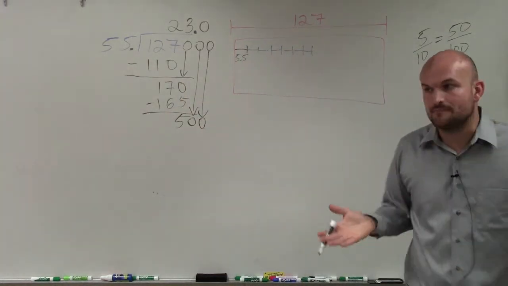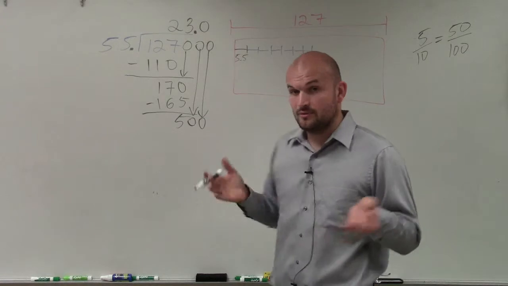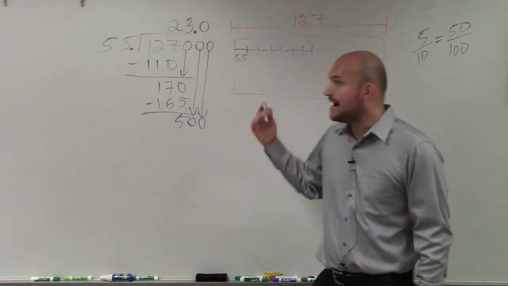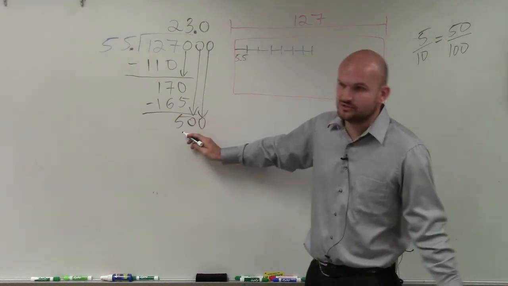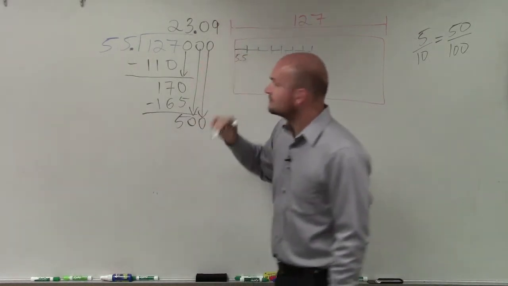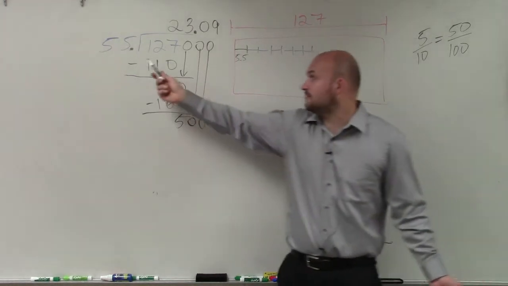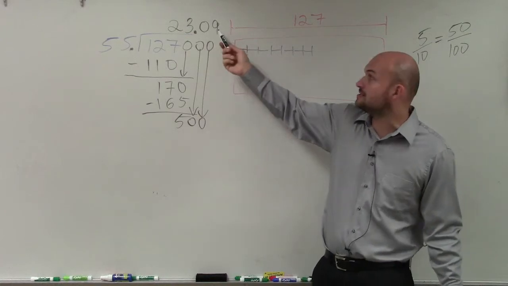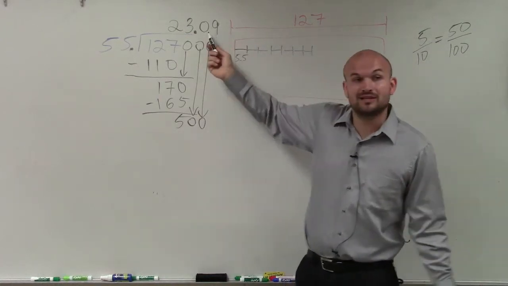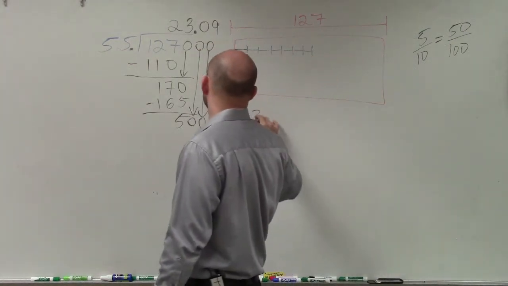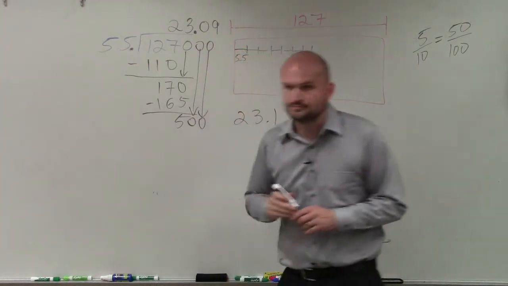Well, think about it this way. 50, we know divides into 500 10 times, right? So the highest number that it's going to be going into next, which you could obviously check, is going to be 9. And we don't really need to check that, but we know 55 does not go in there any more times than 10, so the highest number would be 9. And therefore, we only need the 100th place to round to the 10th place. So your final answer is 23.1.